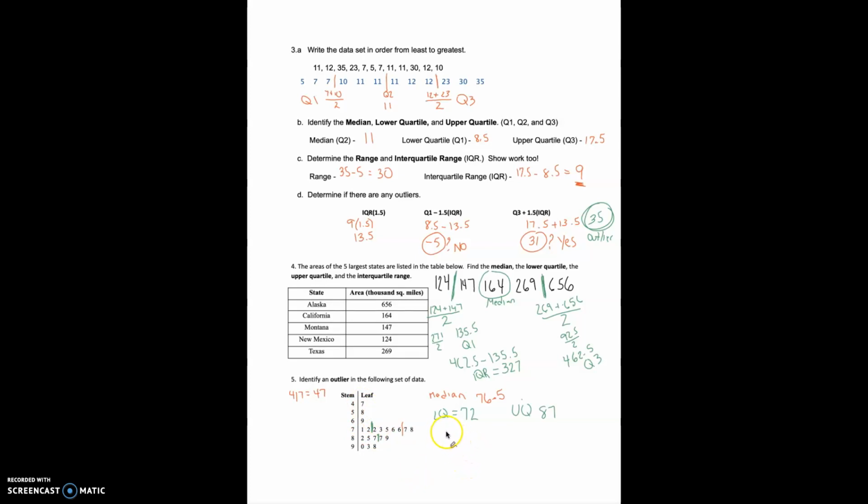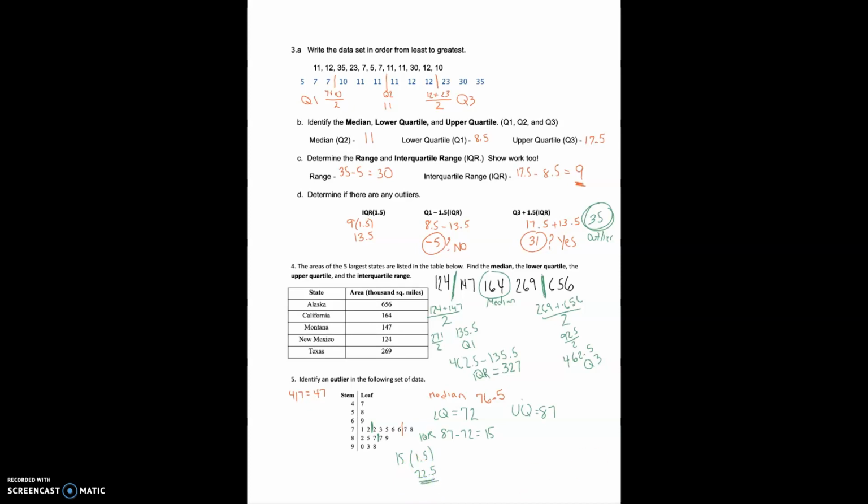So let's figure out, is there an outlier? What is 87 minus 72 going to give us? That's our IQR, remember, the interquartile range. So 87 minus 72 gives us 15. Now we're going to multiply 15 by 1.5. So 15 times 1.5 is 22.5.